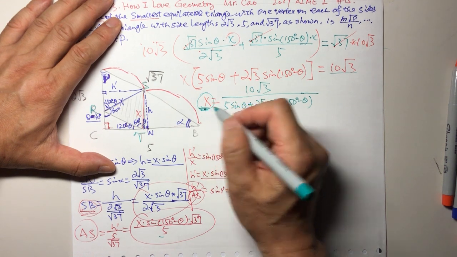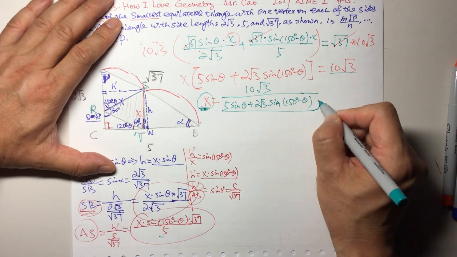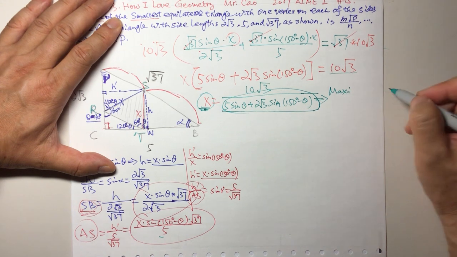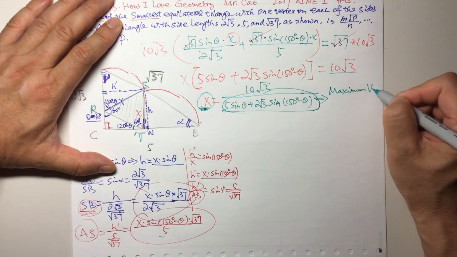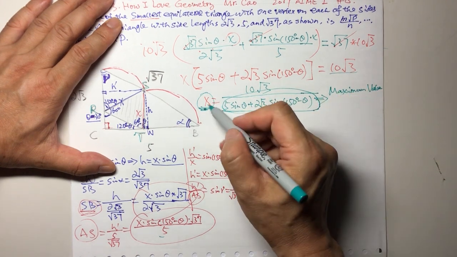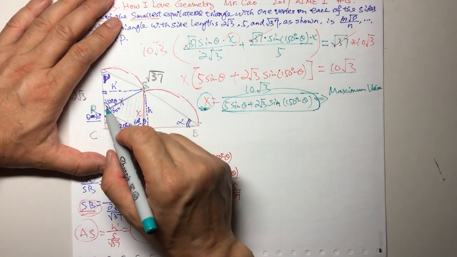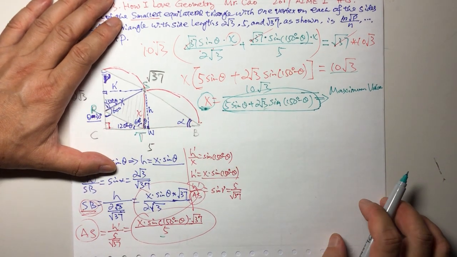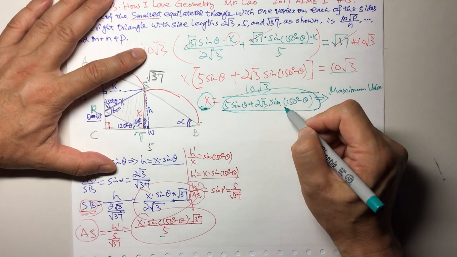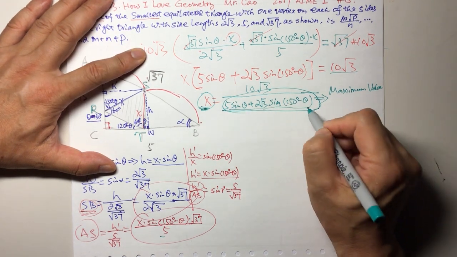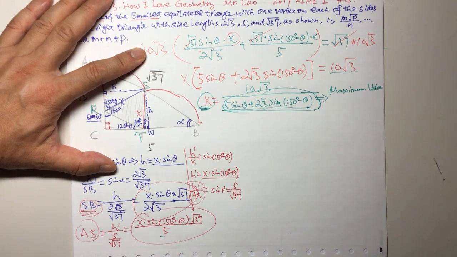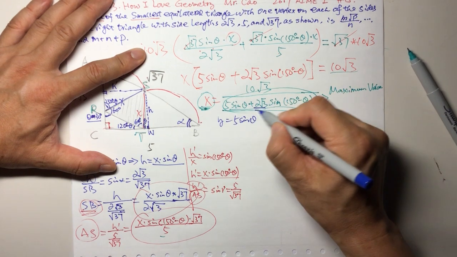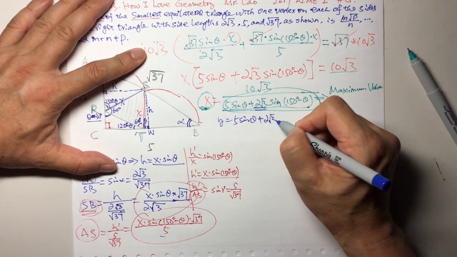So the minimum value of x: when the denominator of this reaches its maximum value, it will make x the smallest. So the equilateral triangle RST's area will be the smallest. Now we just try our best to find this one. Let us say y equals 5 sine theta plus 2 square root of 3 times sine of 150 degrees minus theta.